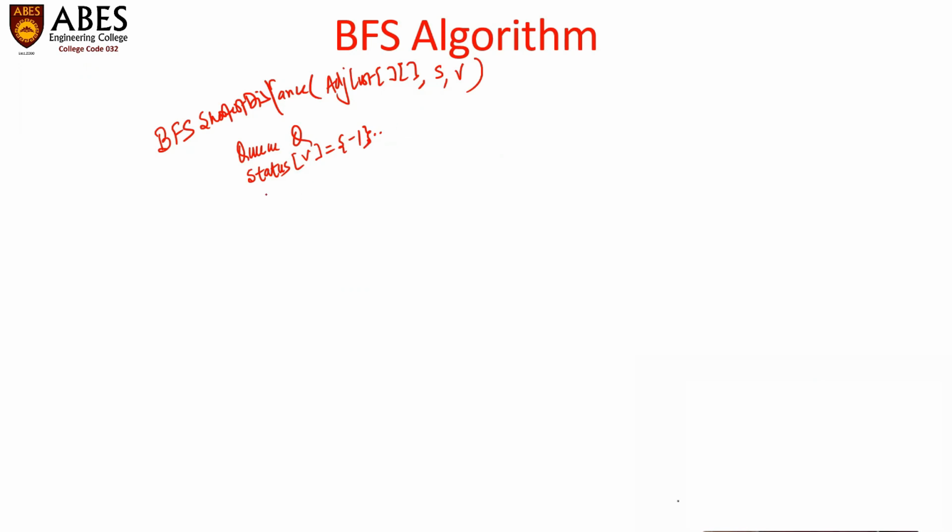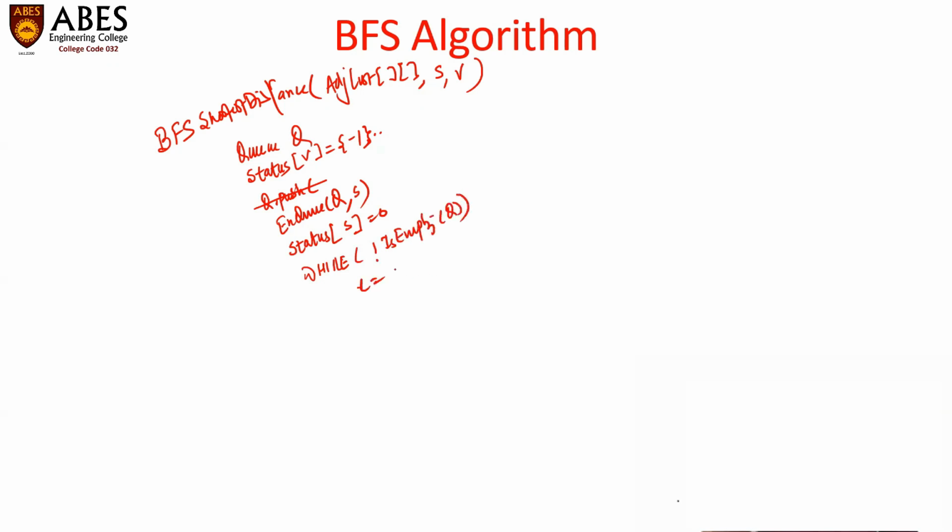Now after this, let's take the source vertex and try to push this source vertex on the Q. In the algorithm, we write NQ. So in the Q, let's push this vertex number S, and let's define the status of the source vertex as 0. Now we'll keep doing the operation while Q is not empty. So while not is empty Q, we'll keep doing our work.